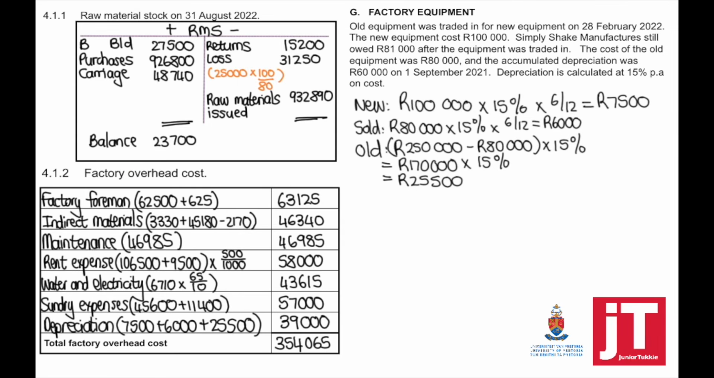If we now look at the factory overhead cost and we look at our total depreciation, it's the new, what we've sold, plus the old, that equals my total depreciation. Now we can calculate our total factory overhead cost. Please take note again of my approach. I first completed the asset disposal account and looked at all the calculations before I completed 4.1.2.